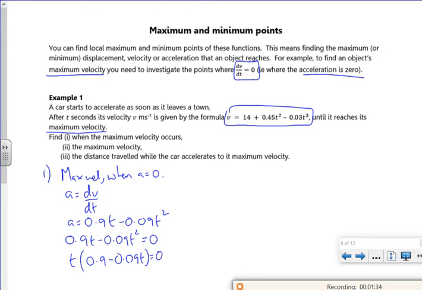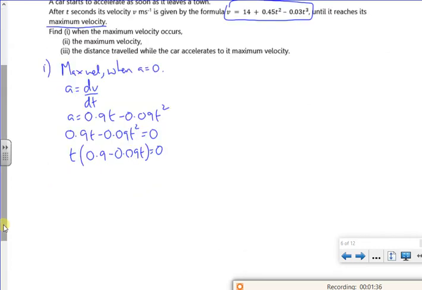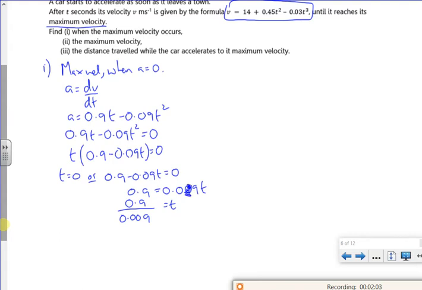I need to move this board down, but I'm not quite sure how it's going to do it. There we go. So I get t is 0, or 0.9 minus 0.09t is 0. So I can rearrange that, a bit of GCSE algebra on the go here. That gives me 10 seconds for t. So t is not 0, t is 10 seconds.